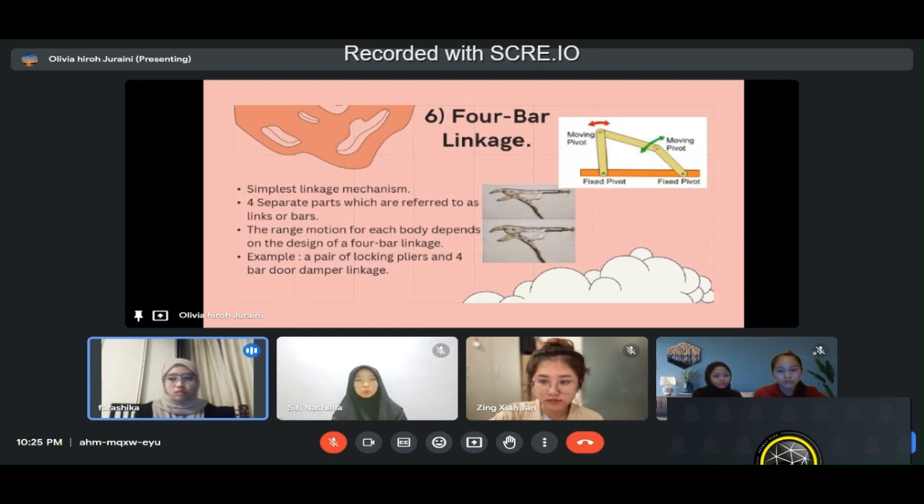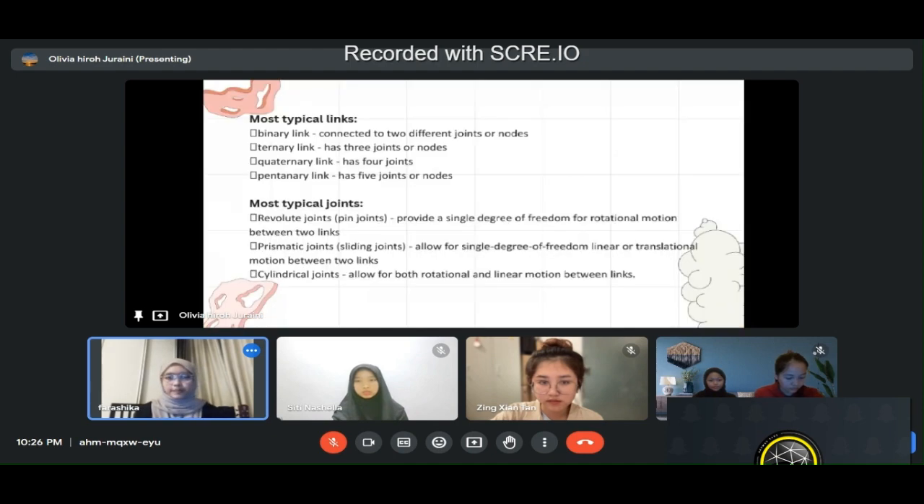Next is about the most typical links. A binary link is connected to two different joints or nodes. Then the ternary link has 3 joints or nodes. Next, the quaternary link has 4 joints, and lastly, the quinary link has 5 joints or nodes.